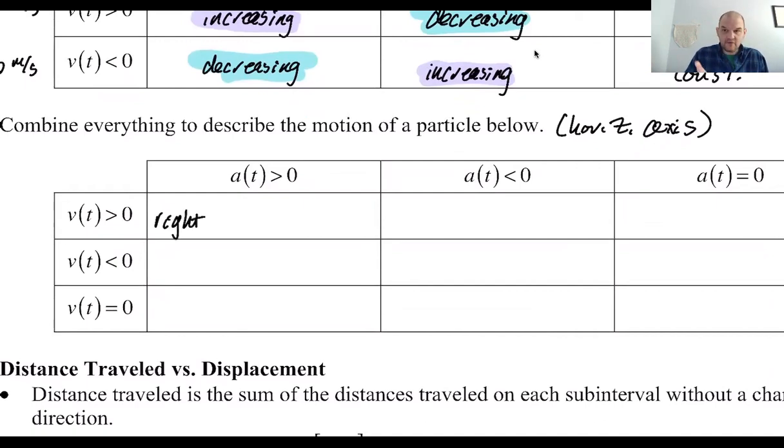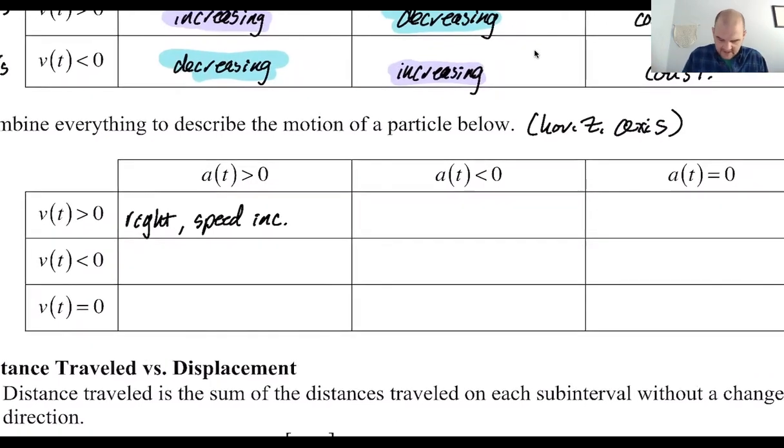Okay, now we want to talk about the speed. Is the speed increasing or decreasing? All we need to know is, do velocity and acceleration have the same sign? Do they have opposite signs? So since in this cell, they have the same sign, I'm going to say speed increasing. And that's it. You're moving to the right, speed is increasing.